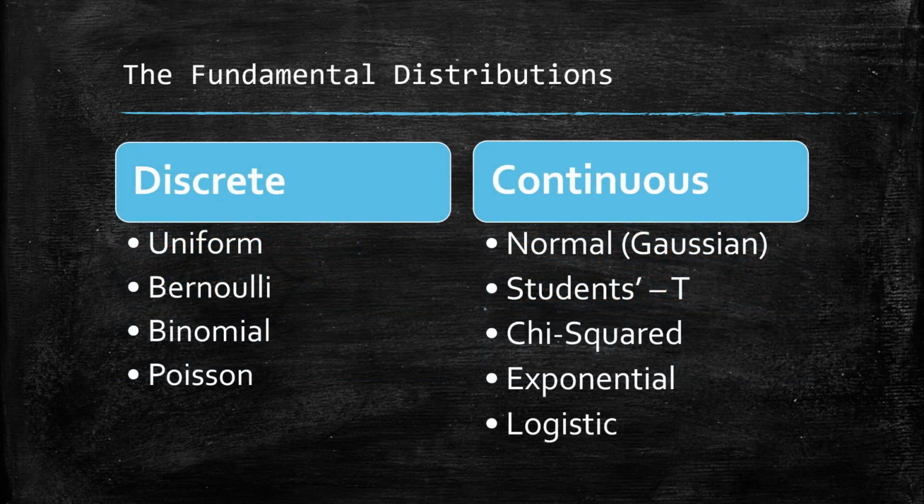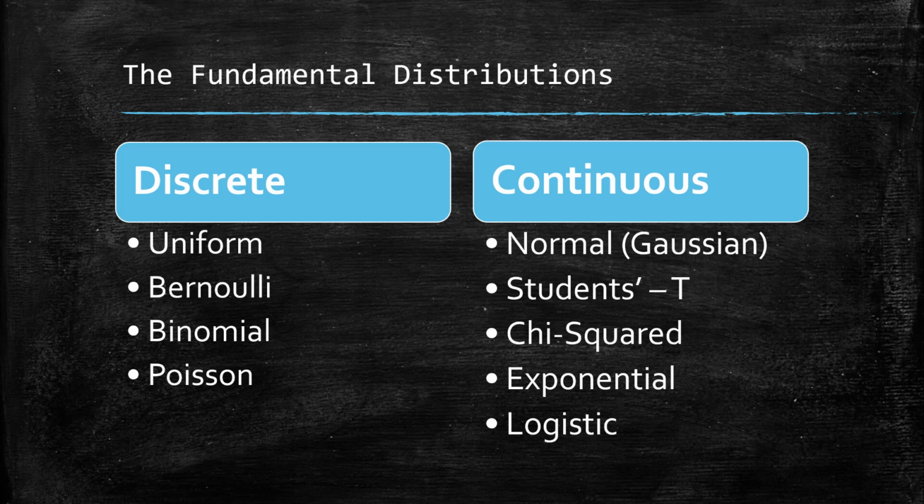So the fundamental distributions between these two categories, these two houses that you'll normally encounter, are on the discrete side, the uniform, the Bernoulli, the binomial, and the Poisson, which is very French sounding. And on the continuous, you have the normal, otherwise known as the Gaussian, the Student's t, the chi-squared, exponential, and logistic. Now, there are more distributions out there, but these are your bread and butter that you're going to see.